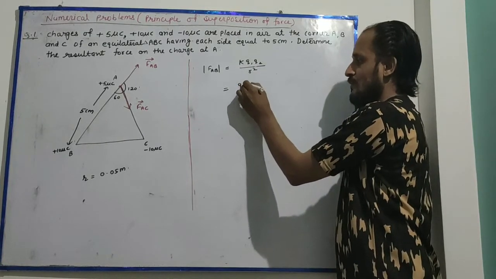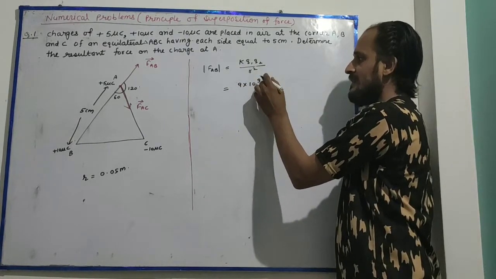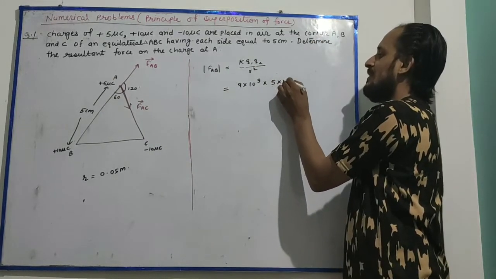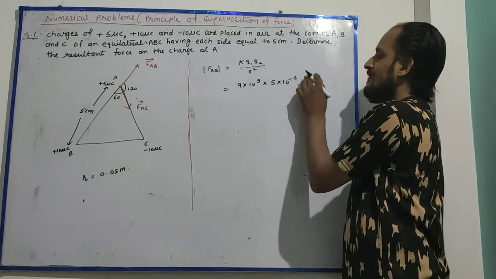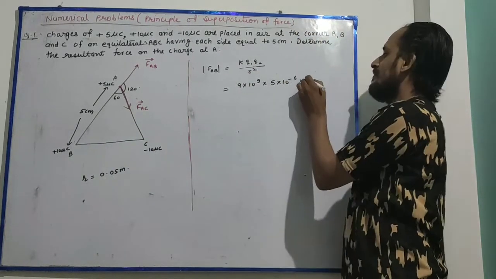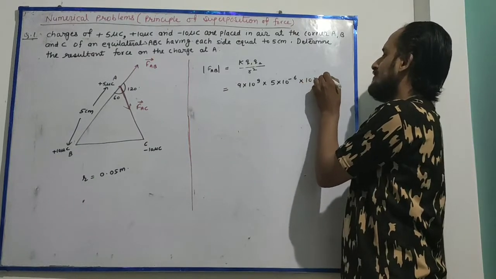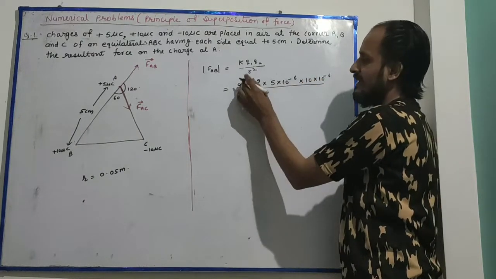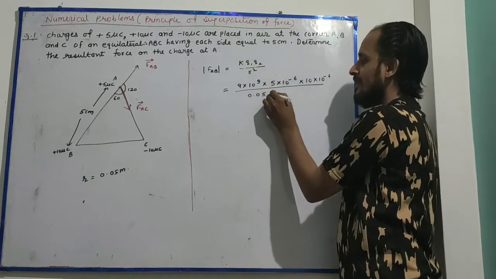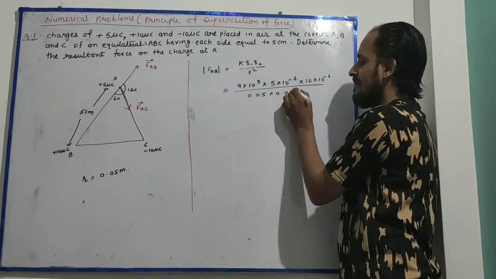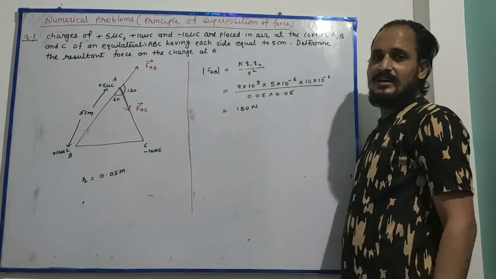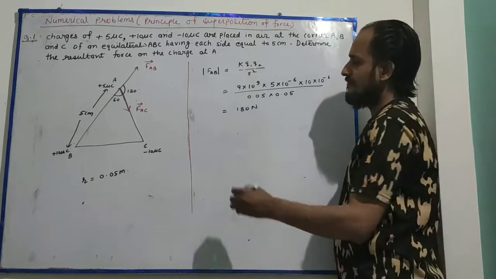Put the value 9 into 10 raised to the power 9. Q1 is equal to 5 microcoulomb, you can put the multiplier of micro, 5 into 10 to the power minus 6. Q2 is 10 microcoulomb, 10 into 10 raised to the power minus 6, divided by R square. The value of R is 0.05 into 0.05. It comes 180 Newton. I will suggest you, my dear, calculate it yourself.